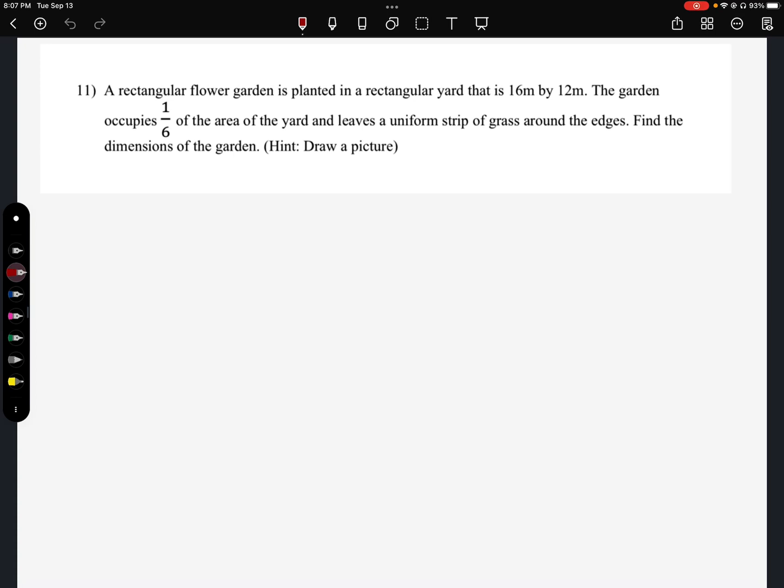Number 11 states, a rectangular flower garden is planted in a rectangular yard that is 16 meters by 12 meters. The garden occupies 1/6 of the area of the yard and leaves a uniform strip of grass around the edges. Find the dimensions of the garden.